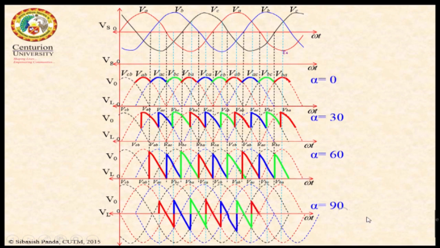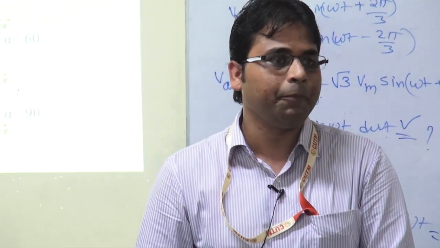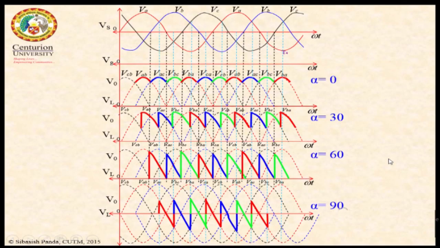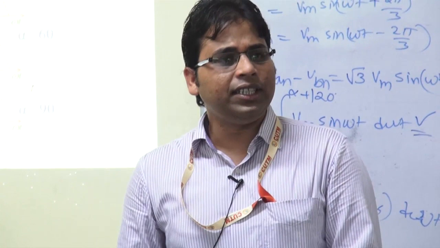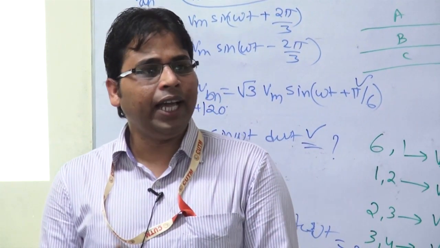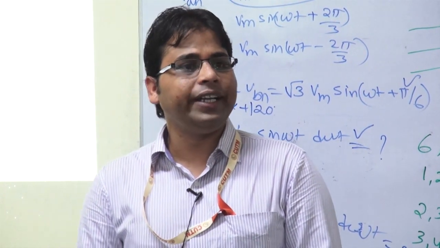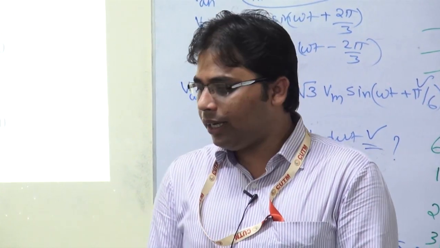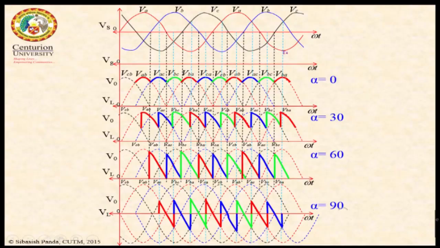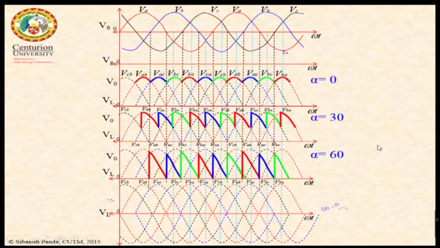So the output voltage will be 0 during this firing angle of 90 degree. We will see this validated when we derive the output voltage wave equation. At alpha equal to 90 degree, what should be the output voltage? Next we will see alpha equal to 150.